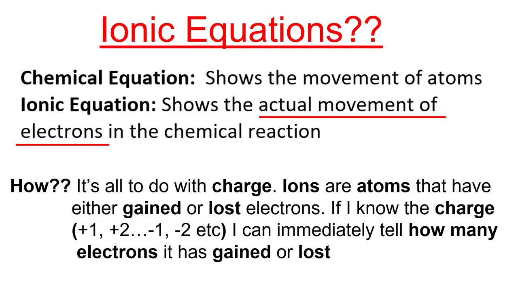So if you're doing foundation level, don't worry about this. So a chemical equation shows the movement of atoms. An ionic equation shows the actual movement of electrons in a chemical reaction. How? Because it shows us the charges. I know if an atom has a charge of +2, it's lost 2 electrons. I know if an atom becomes an ion with a charge of -2, it has gained 2 electrons.